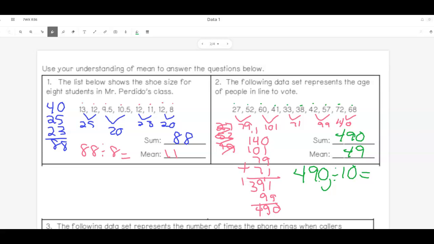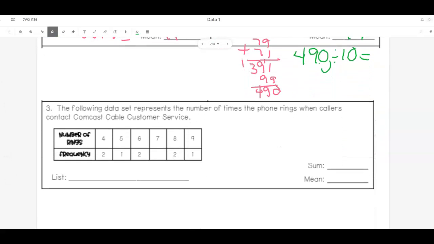All right, so this next question is a little different. These are not necessarily the numbers we're going to use, because we have frequency, which tells me how many times that number showed up. The following data set represents the number of times the phone rings when callers contact Comcast. I'm going to list out the numbers, but I have to pay attention to how often they show up.